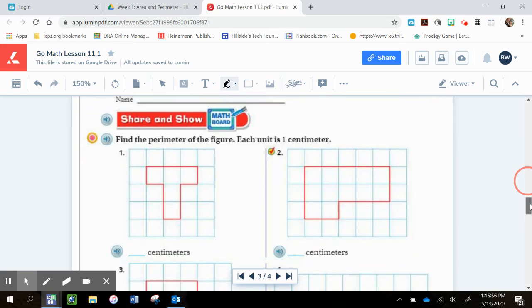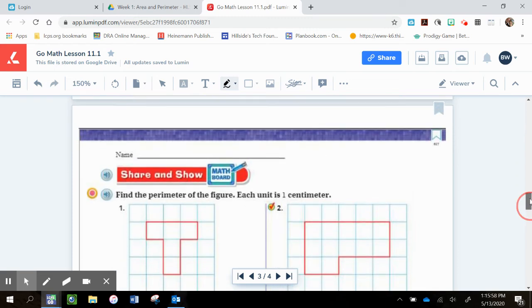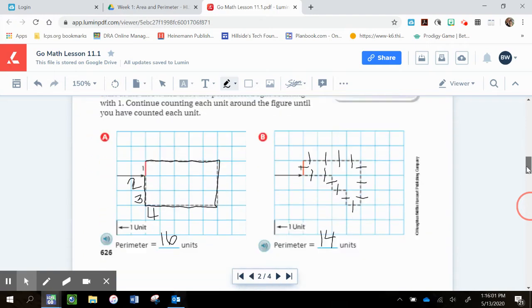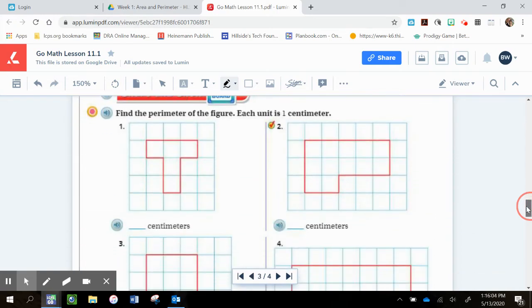So we're going to find the perimeter for each figure here. I believe we may have, oh, we're good. We're on the right track. And it says each unit is 1 centimeter. We want to remember that we always have to label our perimeter. Okay, so if we use the same strategy that I used the last time, we can start up here and go like this. 1, 2, 3, 4, 5, 6, 7, 8, 9, 10, 11, 12. So our perimeter for this T shape is 12 centimeters.